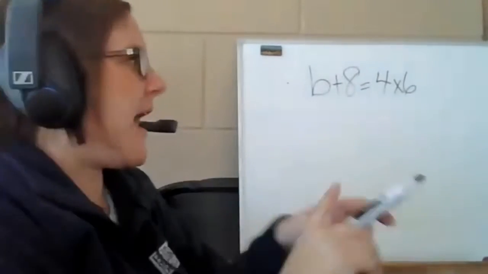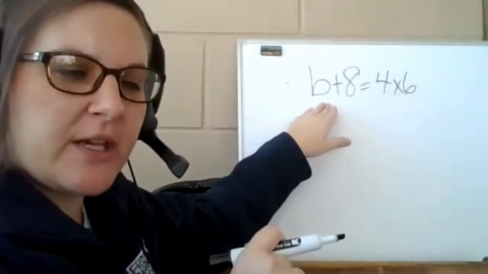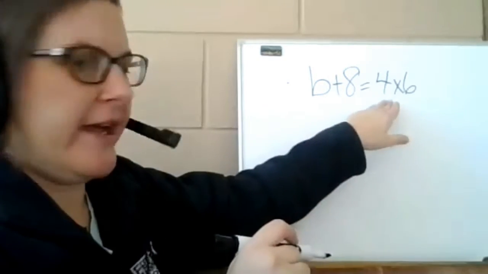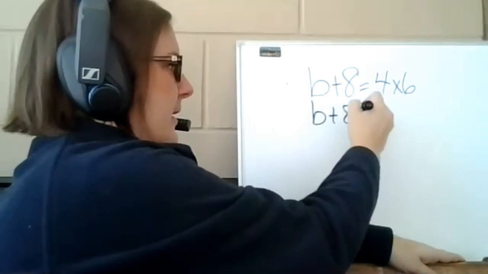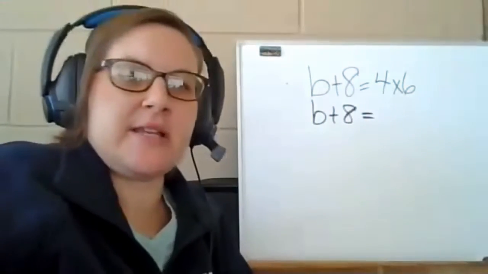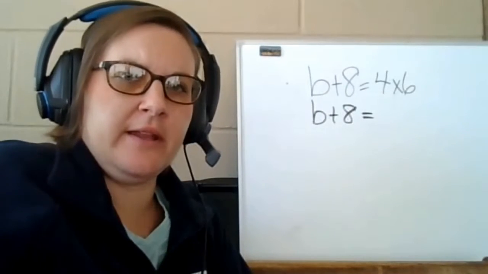So we're going to solve the side without the letter. So we cannot solve b plus 8. No, we can't because it has a letter. But we can solve 4 times 6. So b plus 8 equals 4 times 6. 4 times 6. Lily?